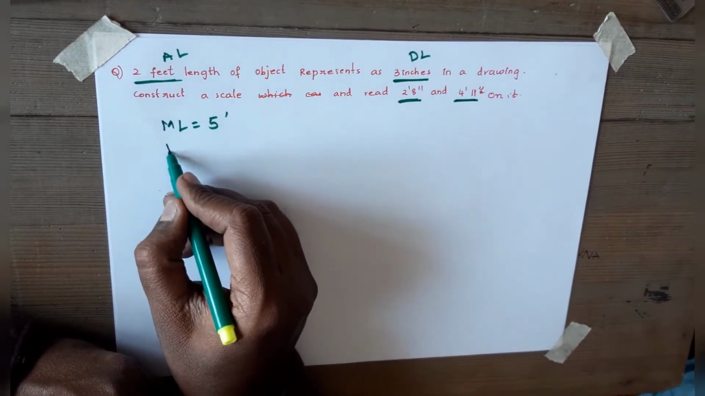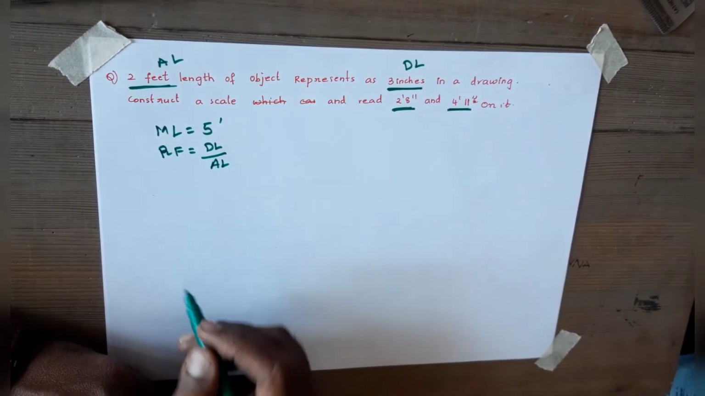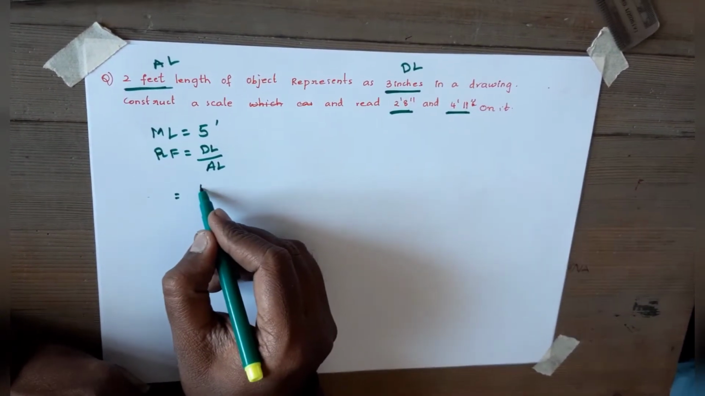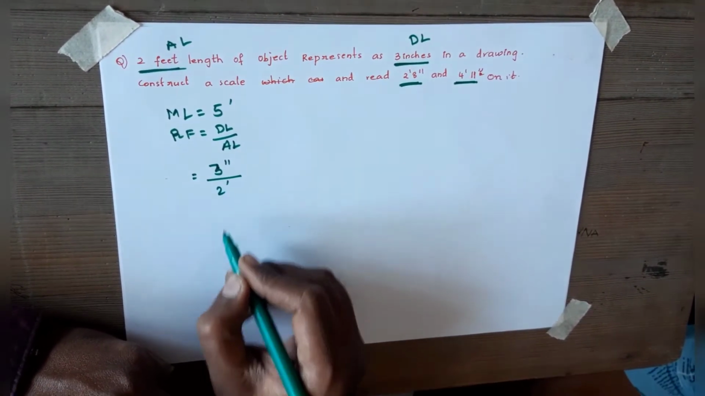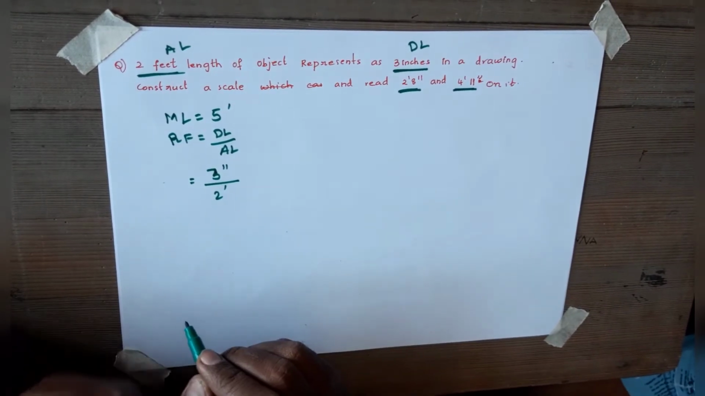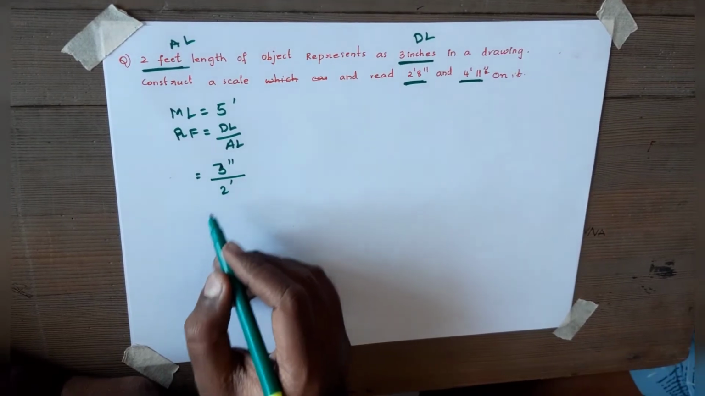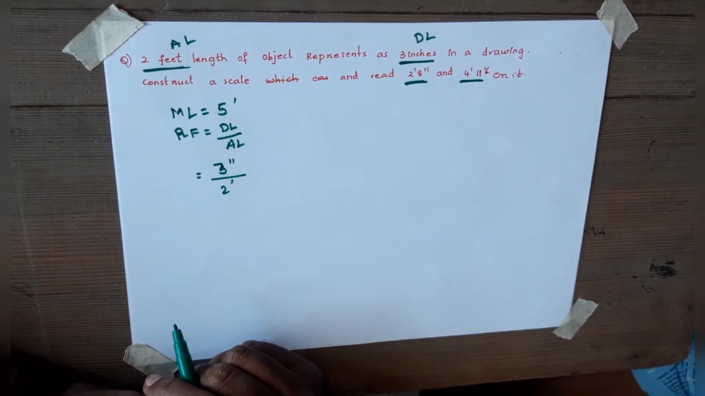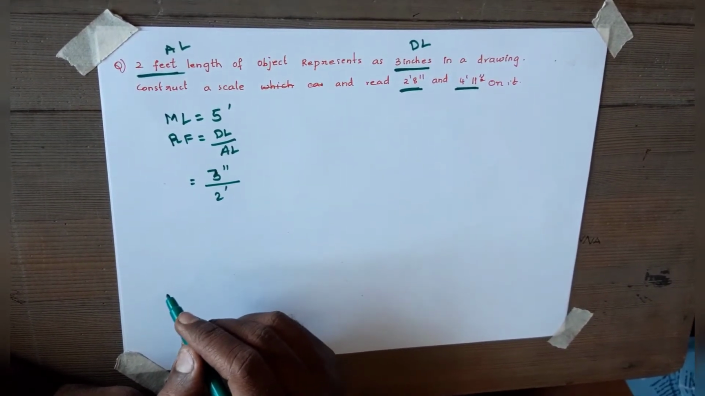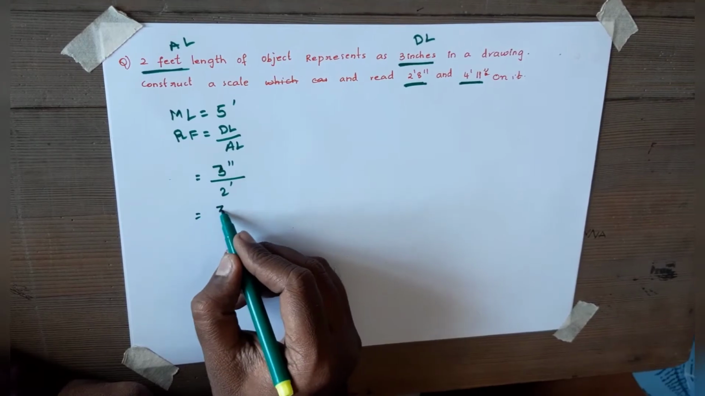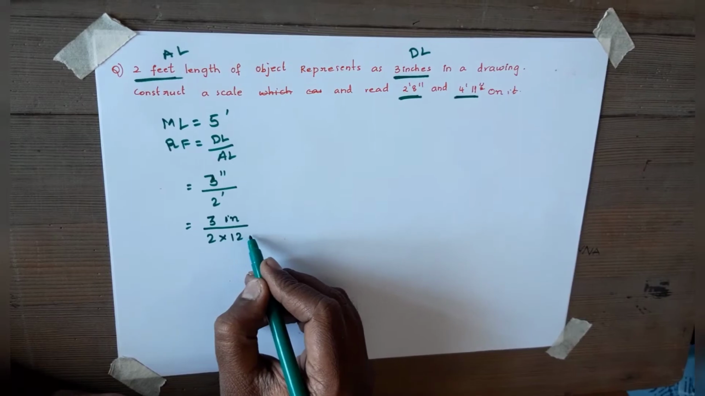First one is RF is equal to drawing length by actual length. Sir, what is the drawing length? 3 inches divided by 2 feet. 3 inches is represented as 2 feet. I have to bring them into the same unit. Here 1 foot is equal to 12 inches. That is 3 inches divided by 2 feet into 12 inches.